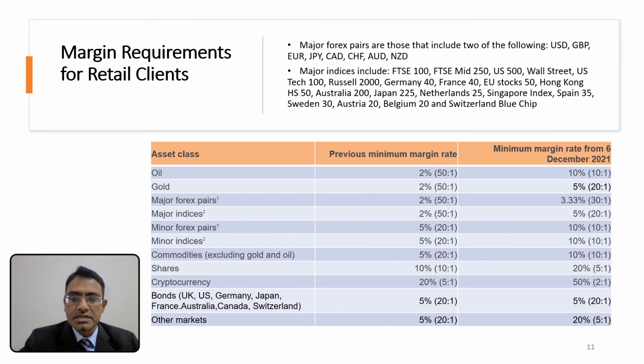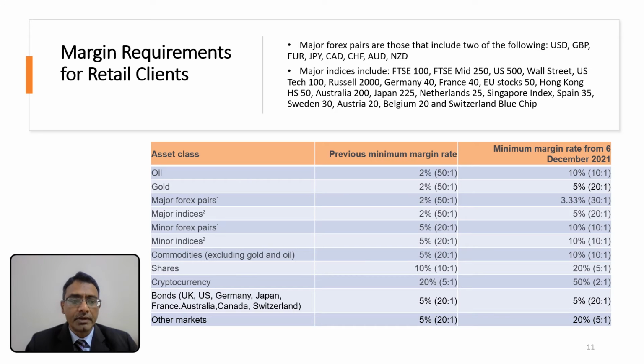So based on this and understanding that the risks involved are high, the regulators have recently revised the margin requirements, which means the amount of money which investors need to deposit with the brokers. Earlier, the leverage was 50:1, which means only 2% of the total exposure had to be paid, which has been changed to 10%. In gold, it is 5%. In some minor indices, it is 10%. Shares 20%, and in crypto, it has gone up to as high as 50% because of the high volatility.